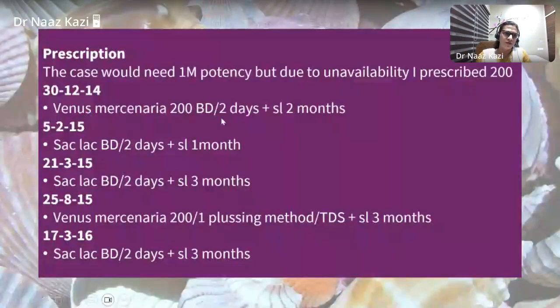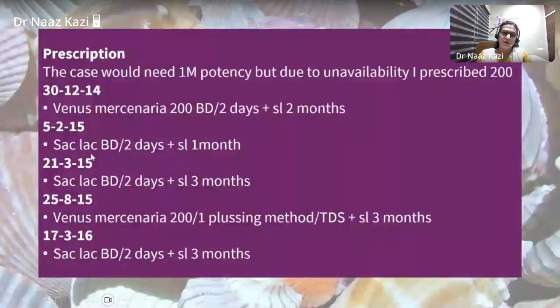When she saw me in February, I just gave her Saclac because she was good, right? Even in March I gave her Saclac. But then after a long time, when she came in August and had the emotional turmoil, that is the time I gave her the plussing method, TDS, and I gave her that for 3 months.